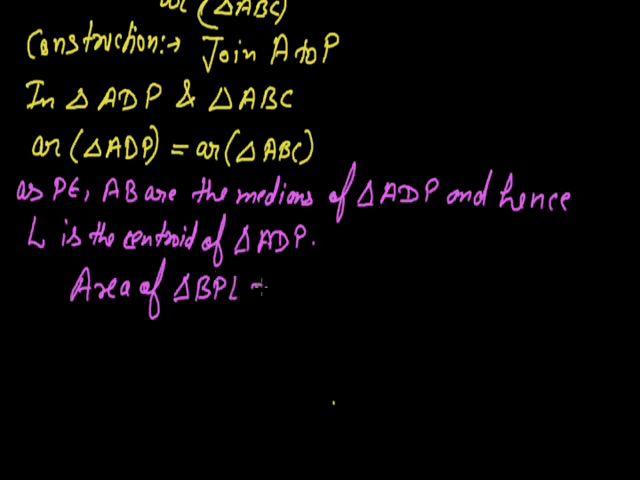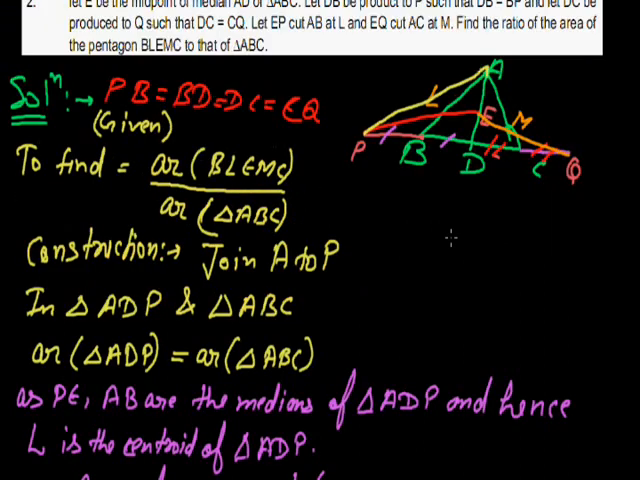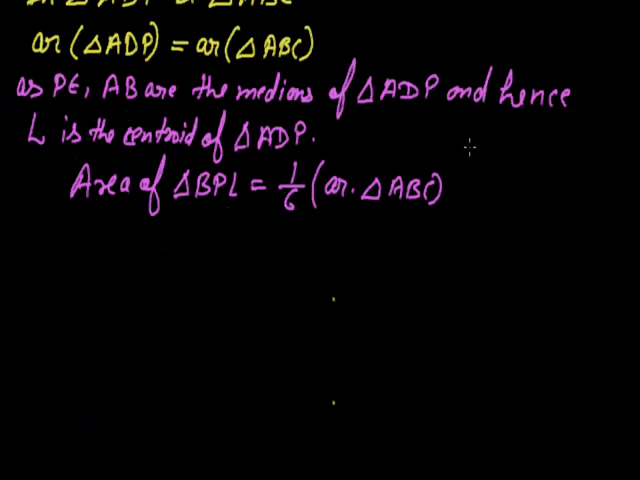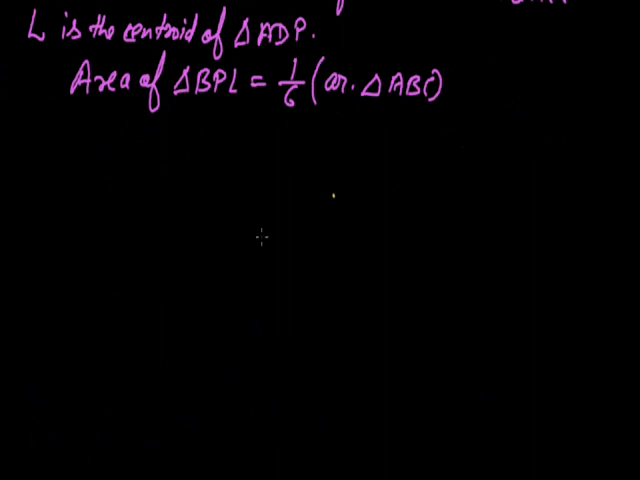Now, the area of triangle BPL is given by 1/6 of the area of triangle ABC. As in the given question we can see that the BPL triangle is this, and this area is 1/6 of the complete area of triangle ABC. Now from here we can find the ratio of pentagon BLEMC to that of triangle ABC. Let us have the next question.